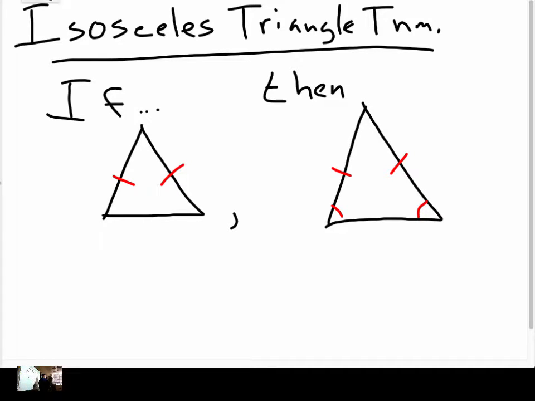So let's just start right there. So the isosceles triangle theorem is, if I have two congruent sides, two congruent legs on a triangle, then I can prove that the base angles are congruent. Does that make sense to you guys? So that's the theorem. So now let's prove that theorem.